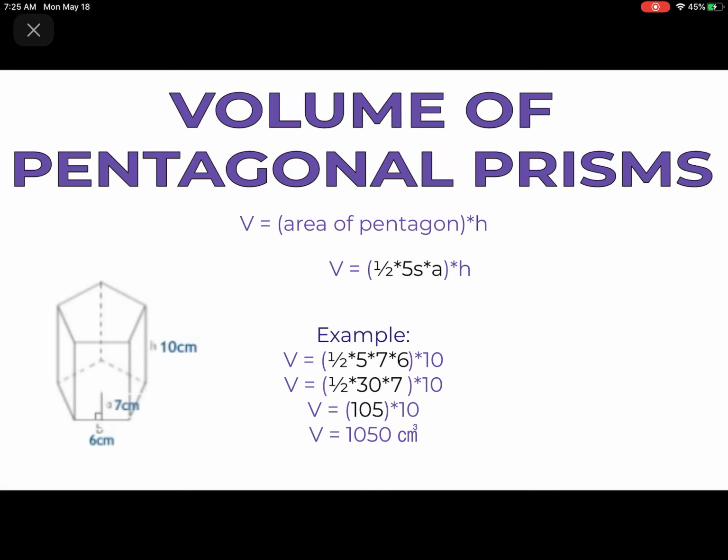Okay? So on this one, we have my A is 6, my side length is 7, and my height is 10. So I have volume equals 1/2 times 5 times the sides, which is 7, times the A, which is 6, times 10. 1/2 times 30 times 7 times 10. 105 times 10.